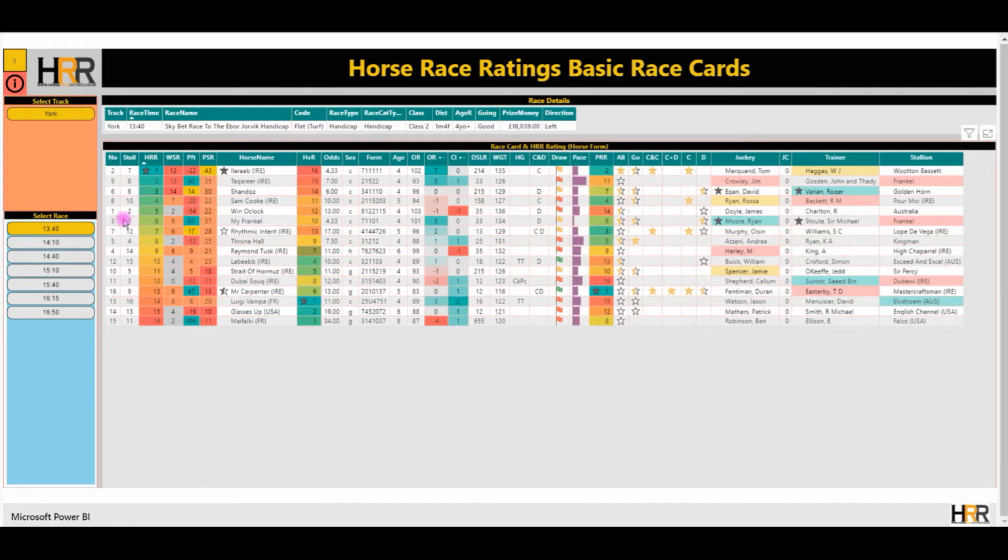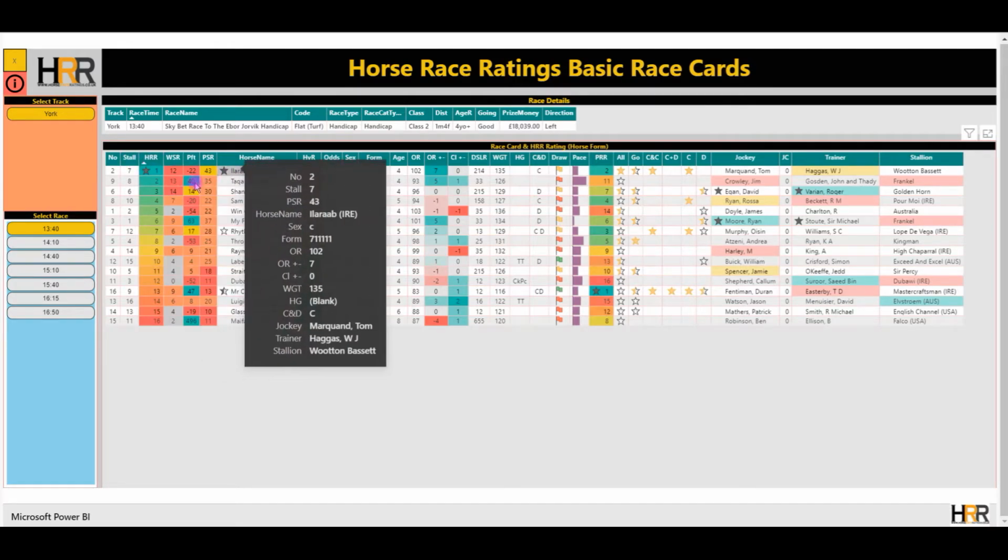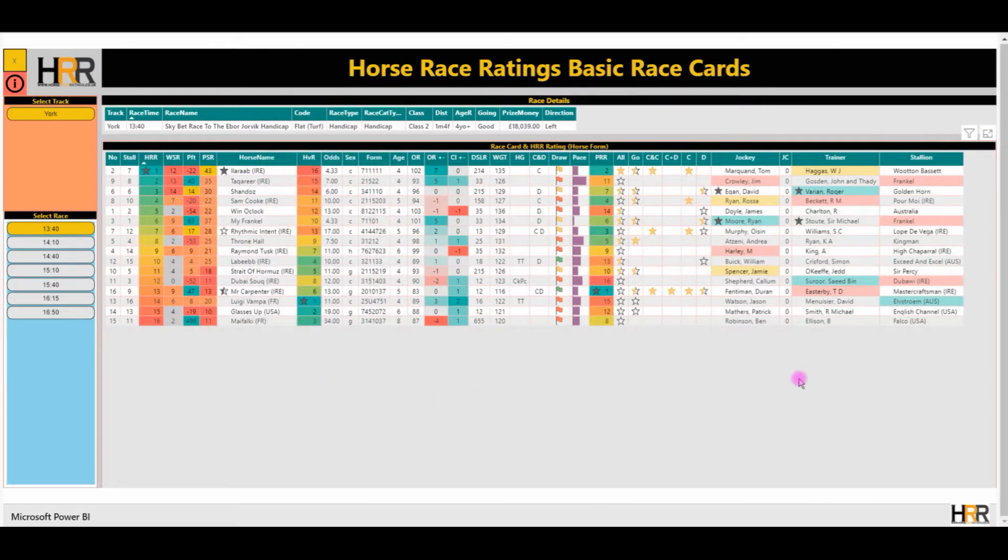So we can see Ilarab won the first race and it was top rated, but it also comes out quite well based on the overall horse race ratings, but taking into account also the horse performance. So that is actually ranked number 1 and did perform very well and also won that particular race. And we can also see that William Haggis has been in fairly decent form in the last 7 days. So quite a positive race for Ilarab on that basis.